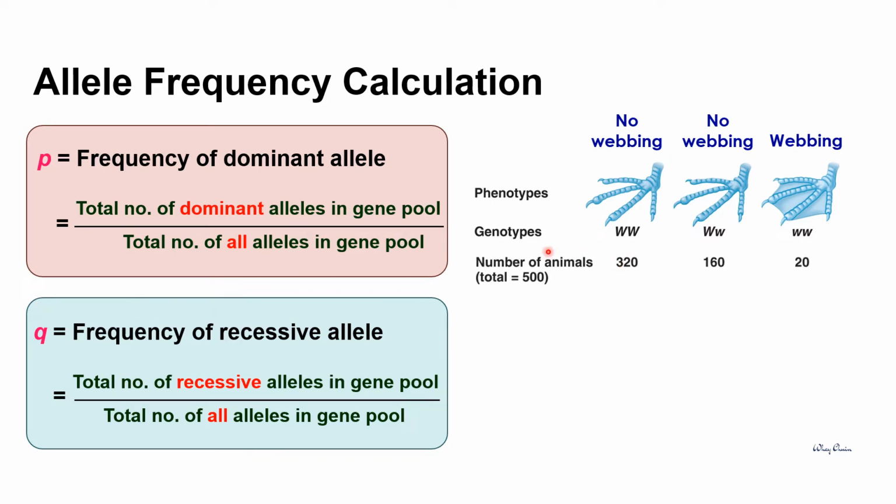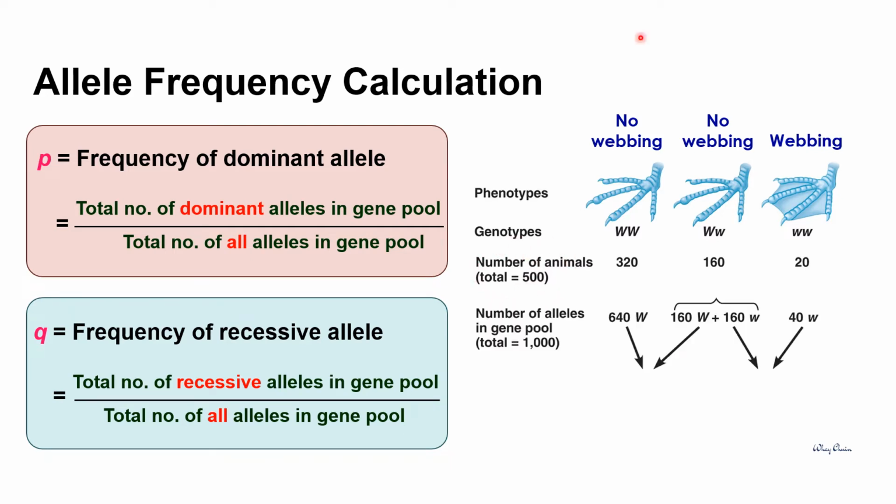If we study a population that consists of 320 homozygous dominant organisms, 160 heterozygous blue-footed boobies and 20 homozygous recessive, this gives a population size equal to 500. Population size means the total of individuals in the population. And the gene pool can be calculated with the formula total of individuals times 2. That's why in this case, the gene pool is 1000.